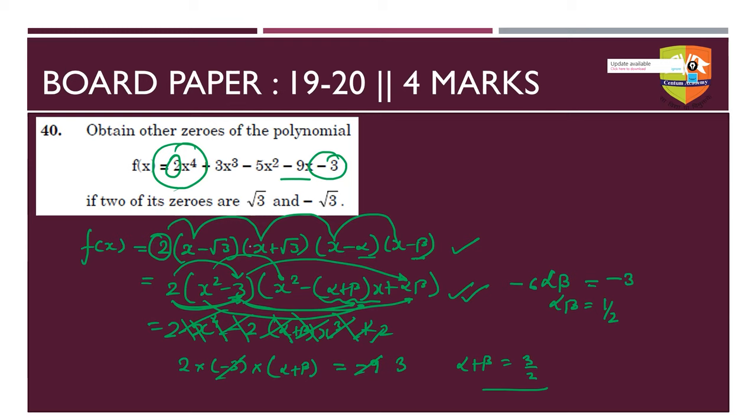So how come alpha plus beta is coming out to be 3 by 2? Did you check? Everyone is getting minus 1 and half, or 1 and half. Everyone is getting minus 1 and minus half. So where is the error?